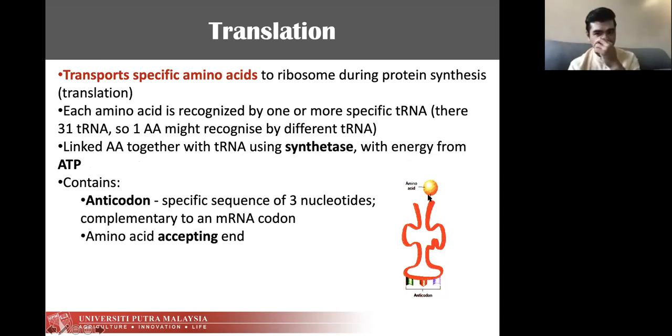So the one that combines the amino acid and your tRNA is the enzyme synthetase, which carries ATP as an energy source. The tRNA contains an anti-codon, which is complementary to your codon sequence. Okay, so the amino acid is at one end, and at the loop at the other end is the anti-codon. Here it combines with amino acids.